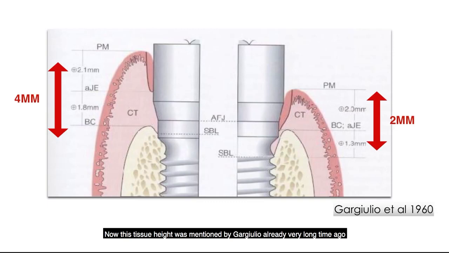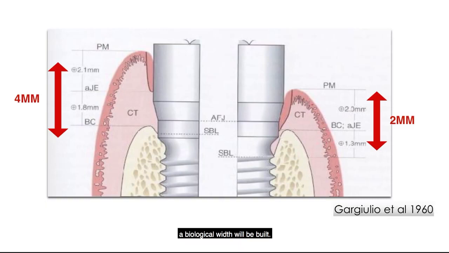Now, this tissue height dimension was mentioned by Gargiulo already a very long time ago, where he showed that where the soft tissue had a 4 millimeter height, after the uncovering of the implant, a biological width will be built.